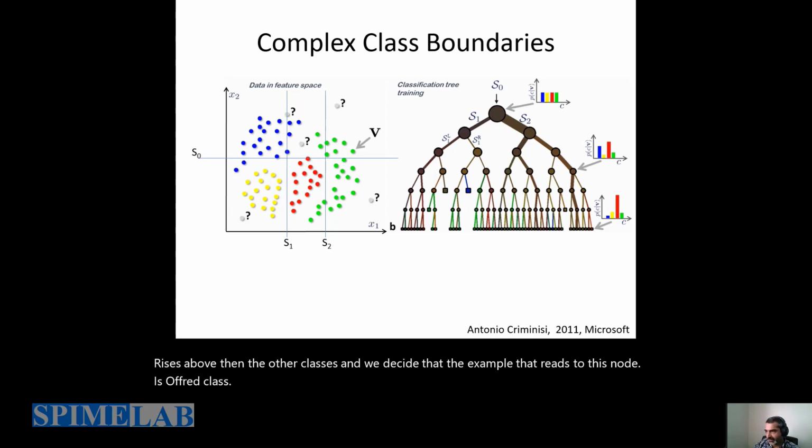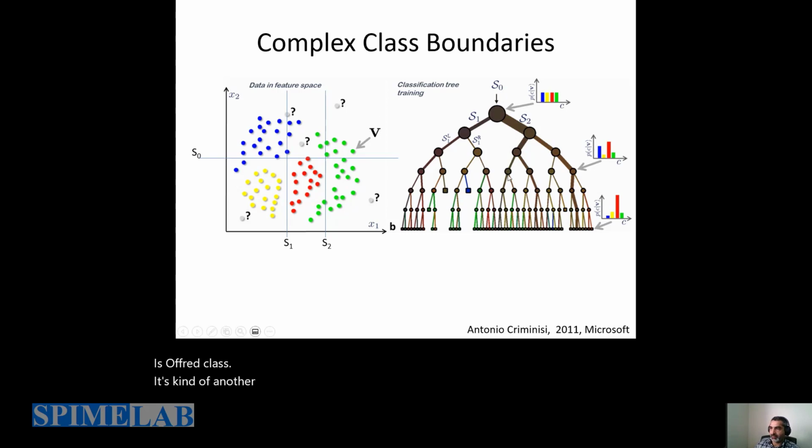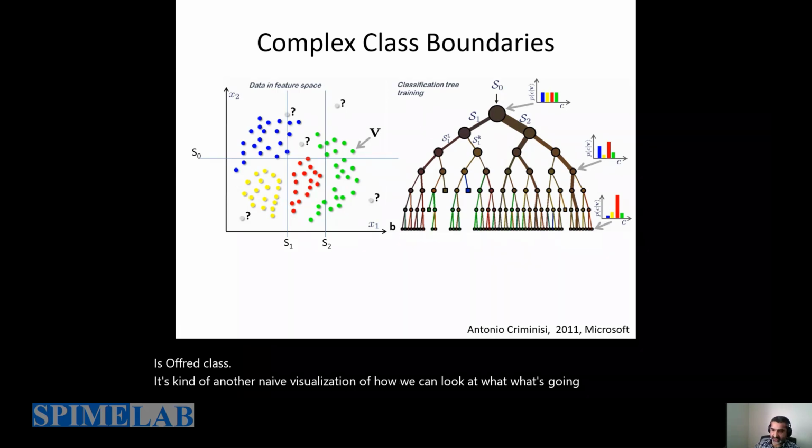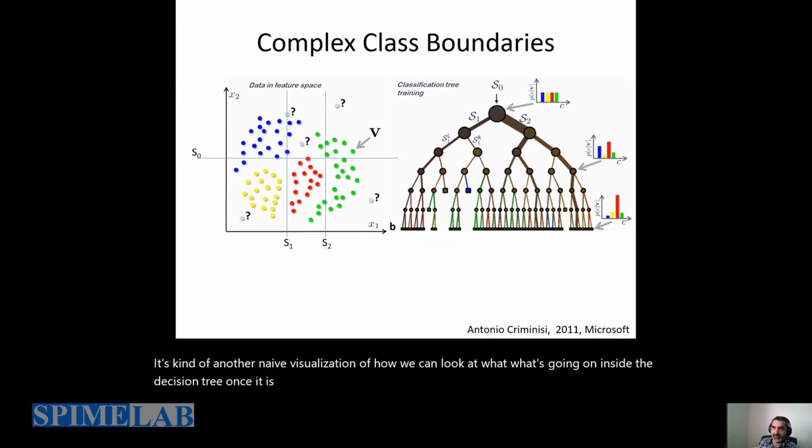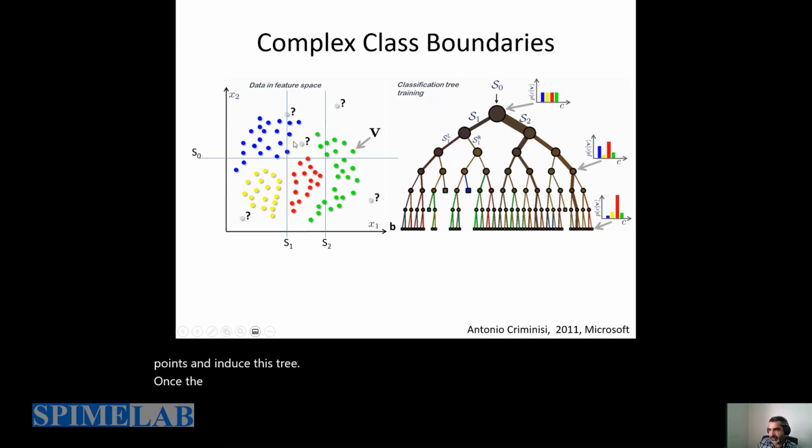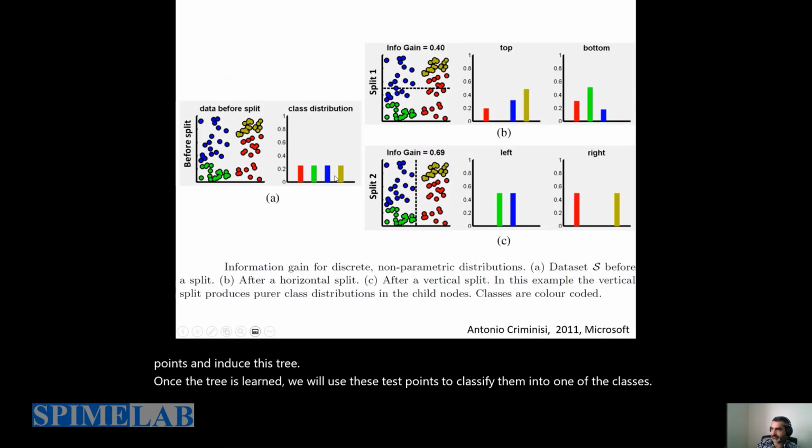It's another naive visualization of what's going on inside the decision tree once it is learned. So at training time, we will use example data, these colored points, and induce this tree. Once the tree is learned, we will use these test points to classify them into one of the four classes.